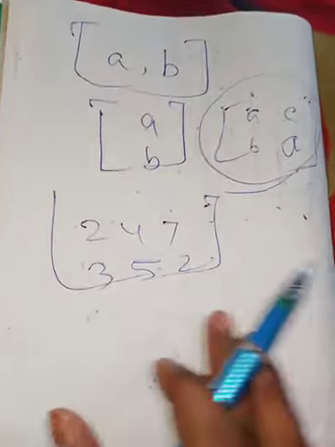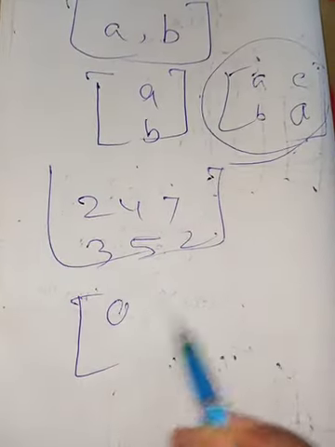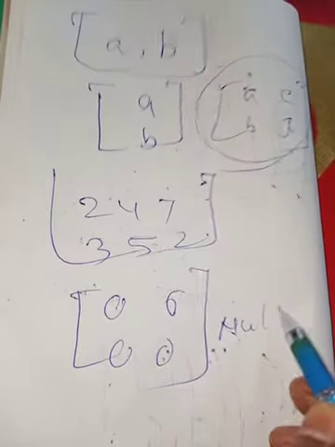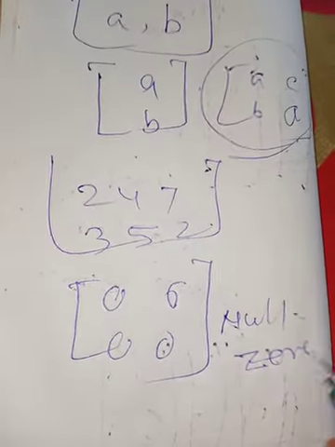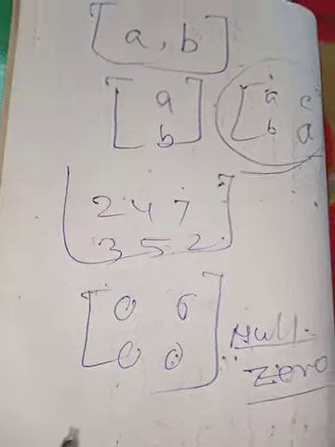Zero or null matrix means all the elements in the matrix are zero. This is known as a null matrix or zero matrix. Try to remember these things.